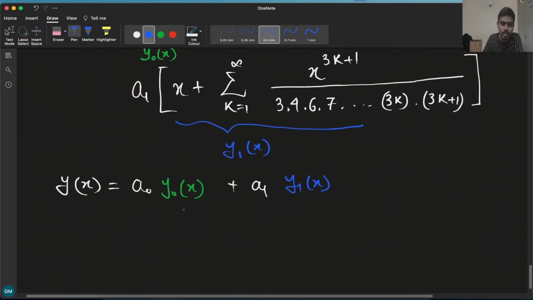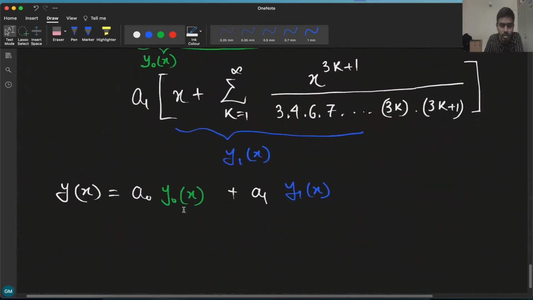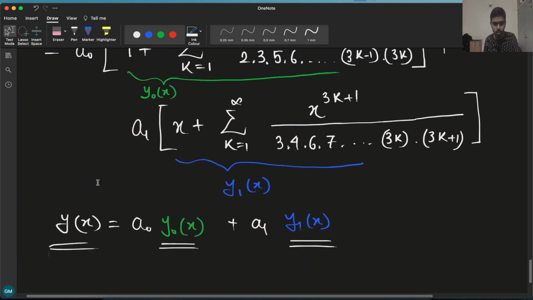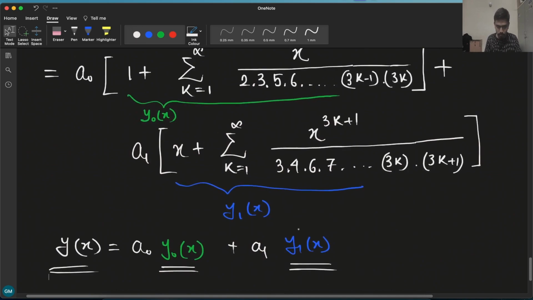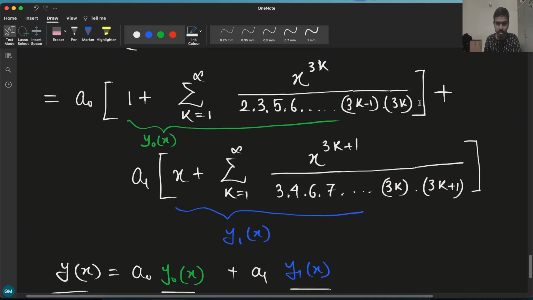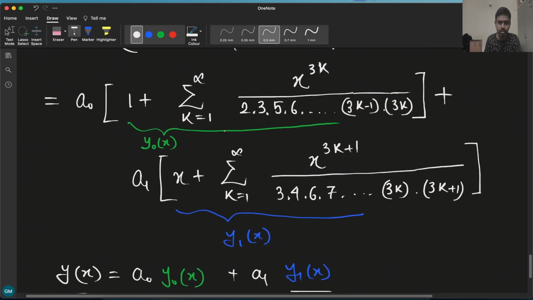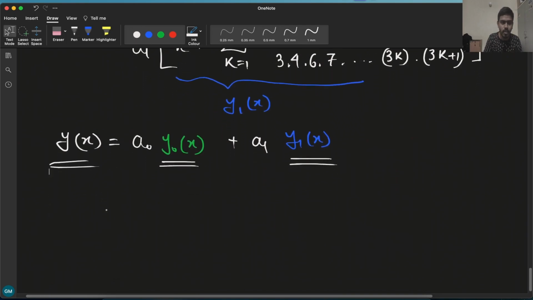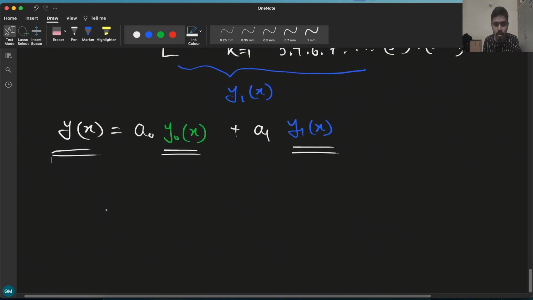As it's a second order differential equation, we are basically getting two linearly independent solutions, and the general solution will be a linear combination of these two linearly independent solutions, which are these two power series, y0 and y1. This is how we can find a power series solution at some ordinary point.